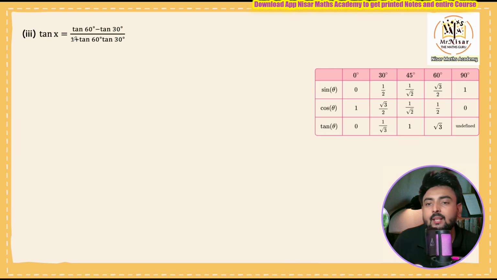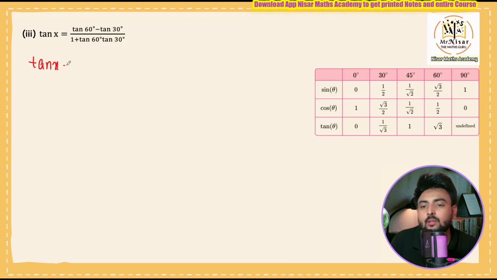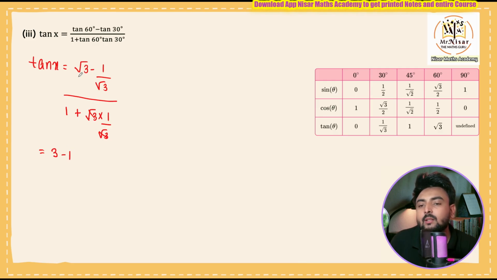The next question we have tan x is equal to tan 60 minus tan 30 upon 1 plus tan 60 into tan 30. So what I'll do, children, again I'll put the values. Tan 60 is how much? Root 3. Tan 30 is 1 by root 3, upon 1 plus tan 60, root 3, into tan 30, 1 by root 3. Okay, then how to proceed? This root 3 will get cancelled. Here cross multiply, root 3 into root 3, 3 minus 1. Here we are doing cross multiplication upon root 3, and in the denominator it is 1 plus 1, 2.